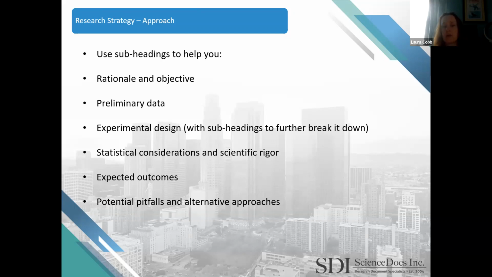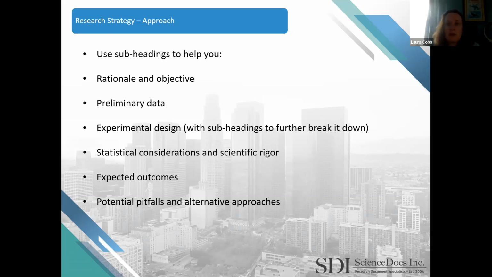You're then going to want to look at your statistical considerations and scientific rigor. With that section, though, I should add that you need to include some variation of that section somewhere in the proposal. Where it makes sense to have it, and by that I mean, do you need one section in each aim, or is one section at the end of the proposal sufficient? That really does depend on the nature of your proposal.